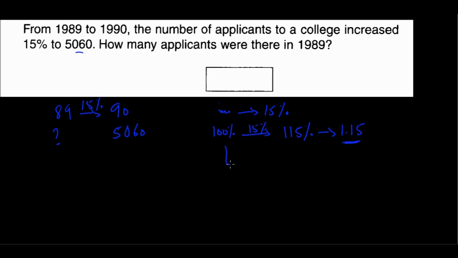Similarly, let's look at another way. If you increase something by 25%, I can write it as 1.25. Okay. If I increase something by 50%, I can write this as 1.5.